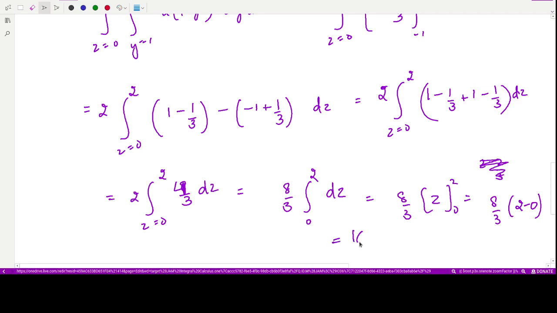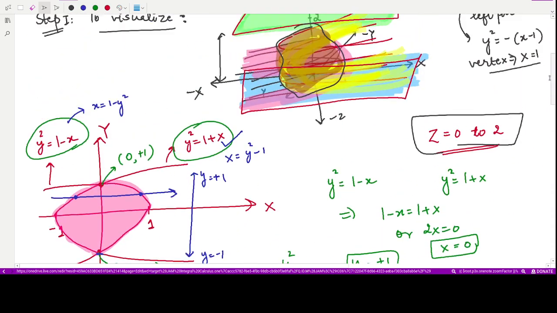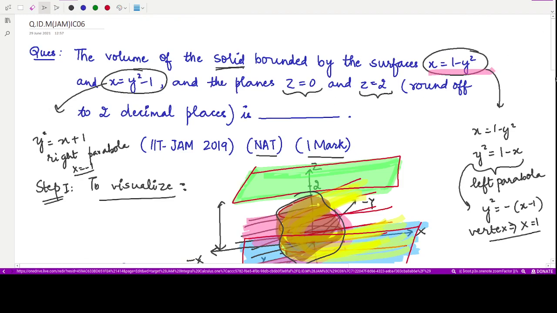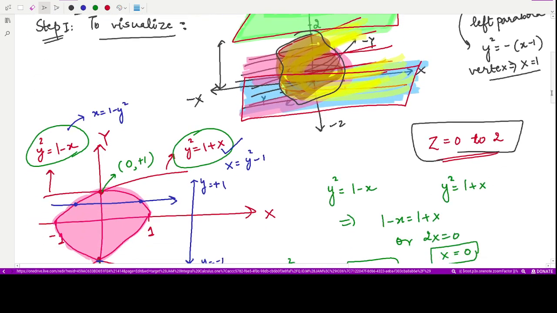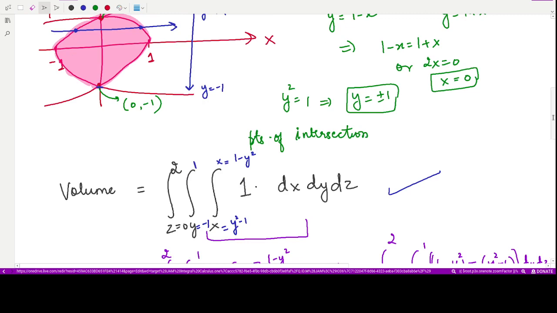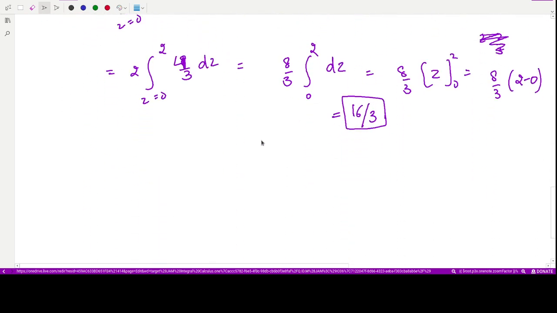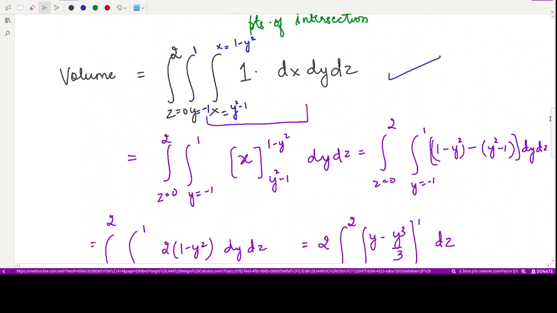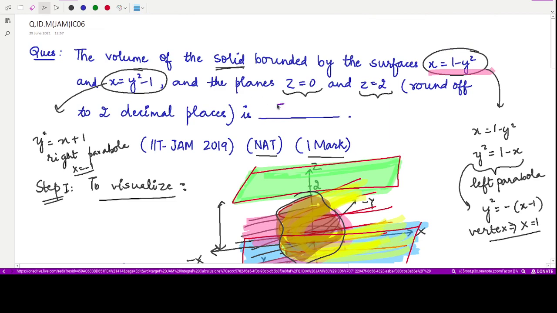16 by 3. But because we wanted our answer in numerical digits rounded up to 2 decimal places, you may divide 16 by 3, so you will get the answer as 5.33. So here the answer to this problem is 5.33.